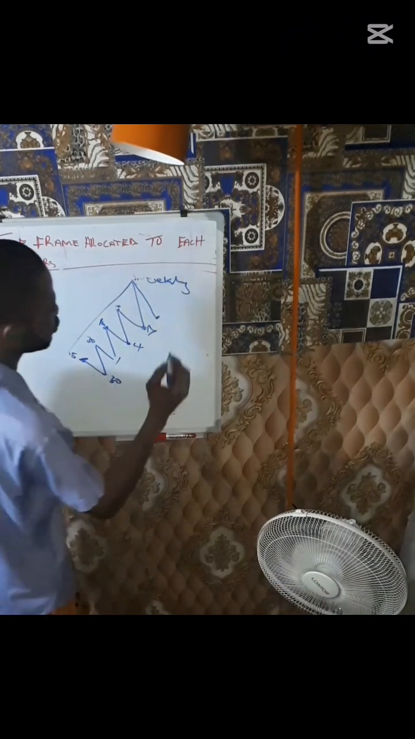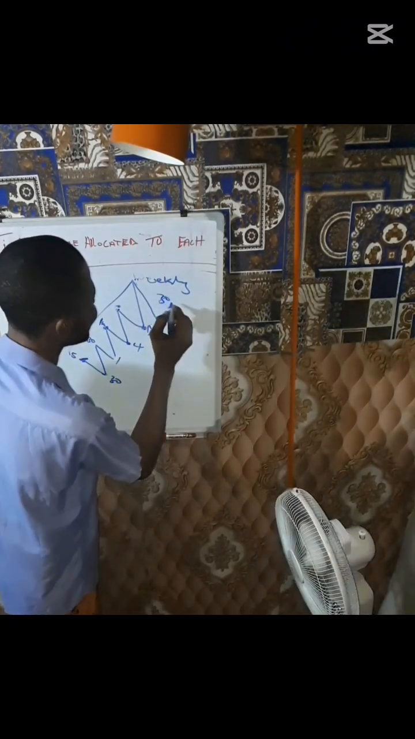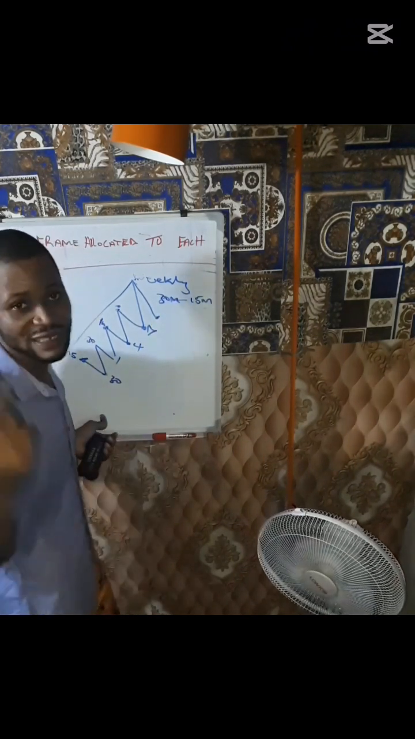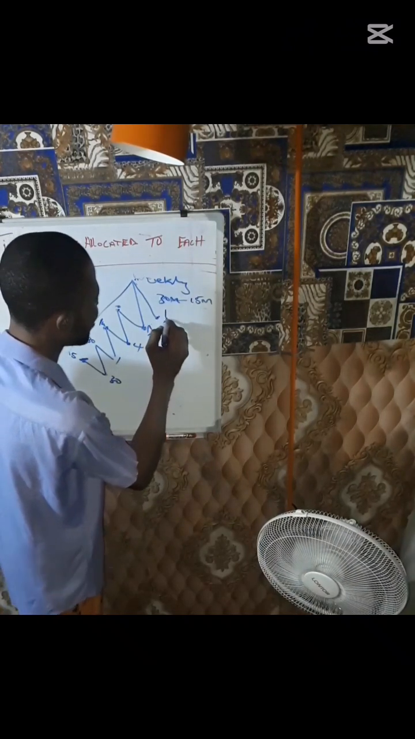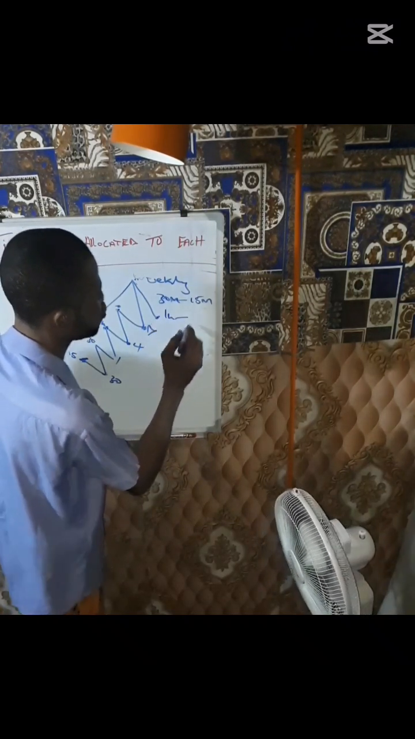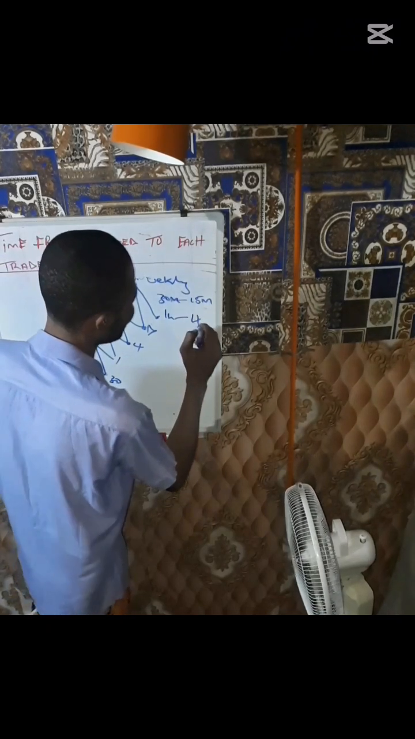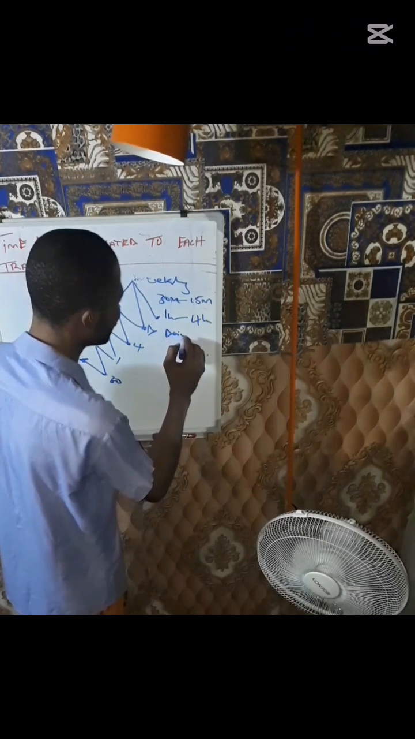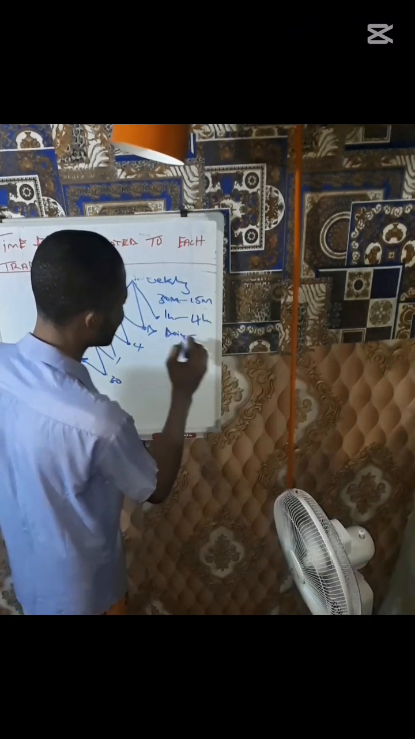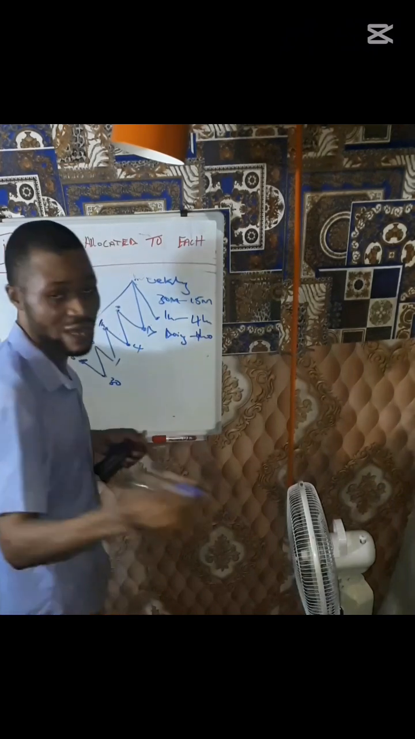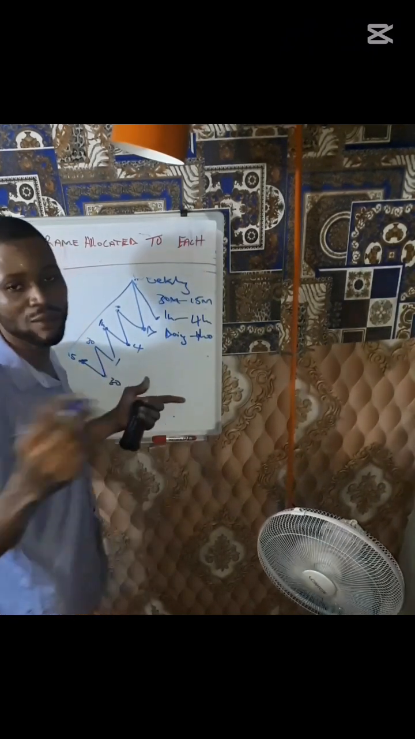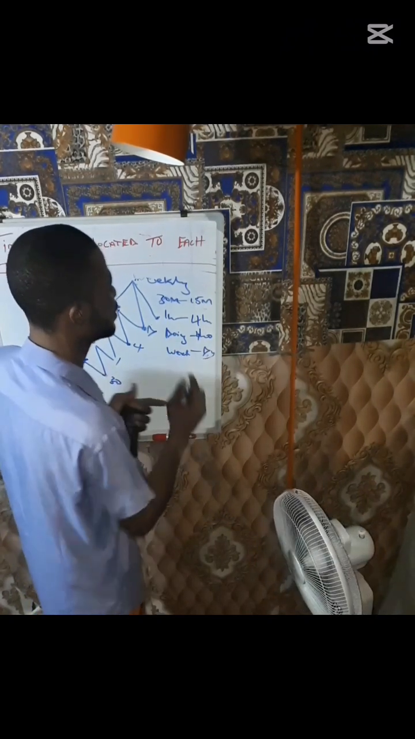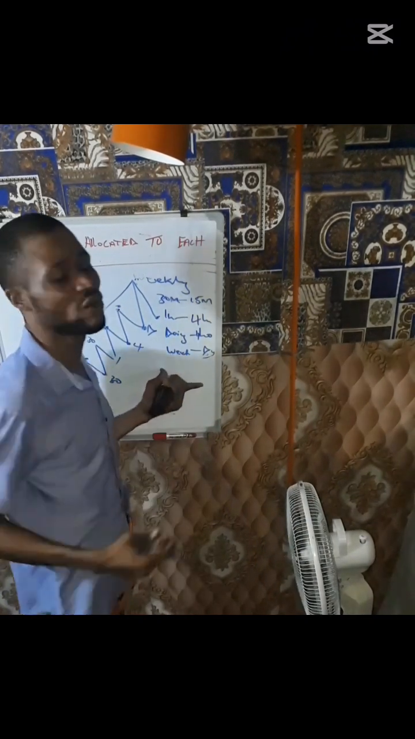So let me give you this. If you are a scalper, you should be working with 30 minutes to 15 minutes. If you're a day trader, you should be working with 1 hour to 4 hours. And if you're a weekly trader, you should be working with daily and 4 hours. And if you're a monthly trader, you should be working with weekly and then daily. This is how it is. These are the time frames allocated to each trader.